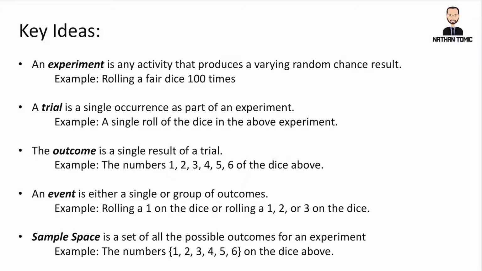An event is either a single outcome or a group of outcomes. So an event could be when we roll the number 1, or an event could be when we roll a 1, 2, or 3. And a sample space is a list of all the possible outcomes for the experiment. So again, using our dice as an example, the sample space is the numbers 1, 2, 3, 4, 5, and 6. They are all the different possibilities. And we often show that, or in fact we do show that, by using curly braces to indicate a sample space.